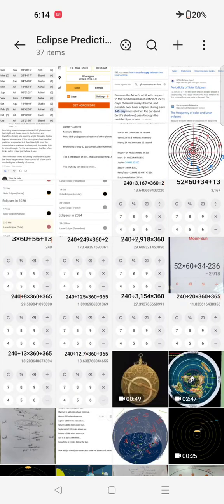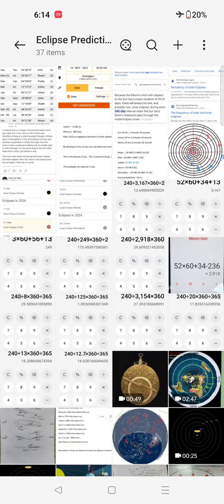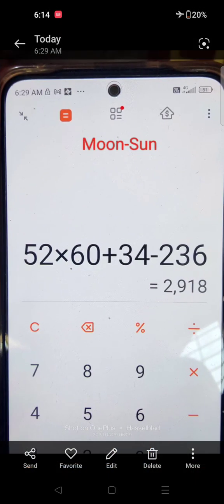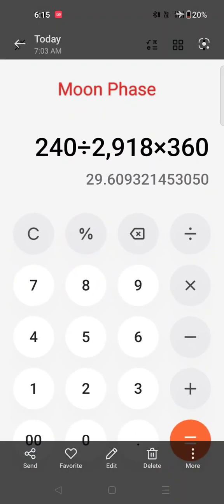Sorry, this is moon. Okay. Now what is the gap between moon and sun? Moon is 52 minutes 34 seconds, and sun is 3 minutes 56 seconds. So if you subtract them, there is a 2918 second gap. Now if we put it in a calculation, 240 divided by 2918 into 360, then it is 29.6 days.